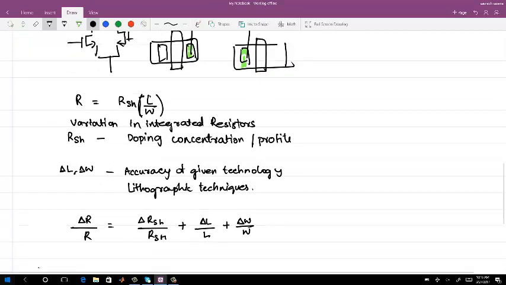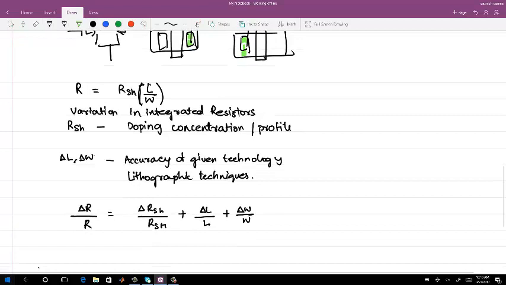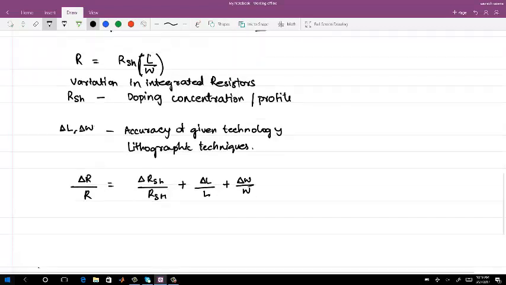There's no problem here, right? The only thing I am doing is taking delta R by R, and that is due to all the variations which can happen. And this variation can be close to plus minus 20 to 30% depending on the sizes which you choose.